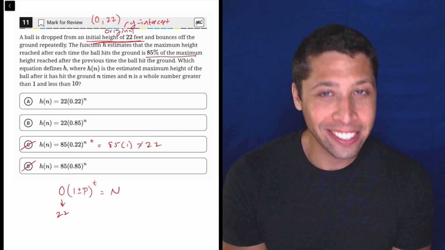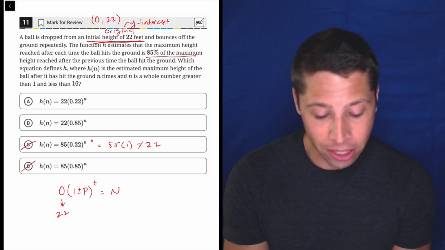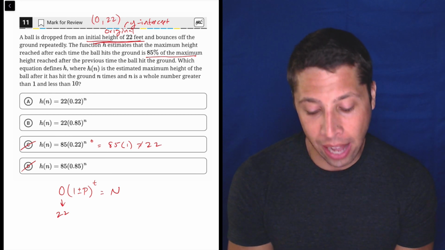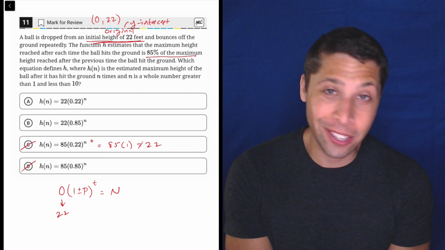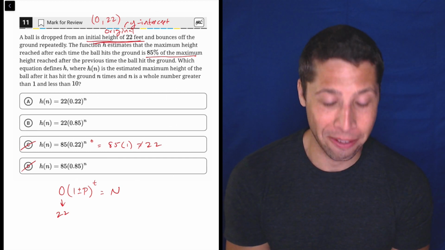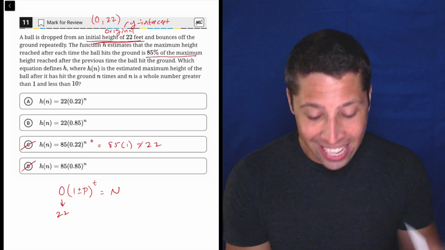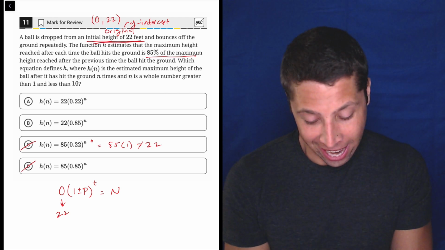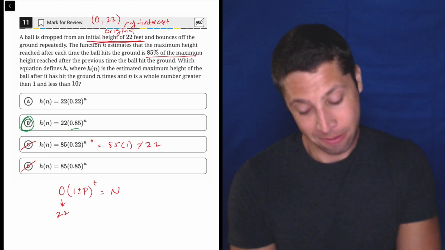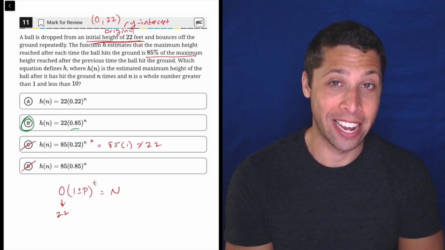Okay, this is not as crazy as it sounds. Which equation defines h, where h of n is the estimated maximum height of the ball after it hits the ground n times, and n is a whole number greater than 1 and less than 10? Most of this story doesn't matter. Let's just focus on the 85. Basically, at this point, you should just be like, well, there's A and B, and only B has 85. Boom, done. That's it. That's the answer.